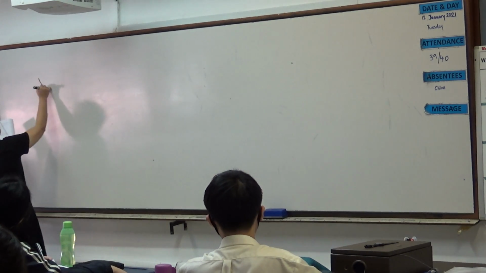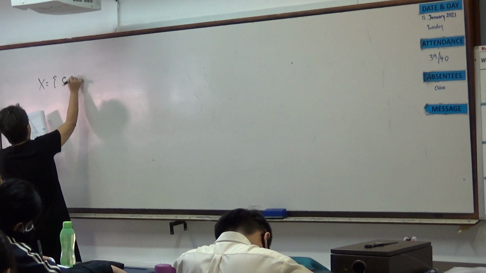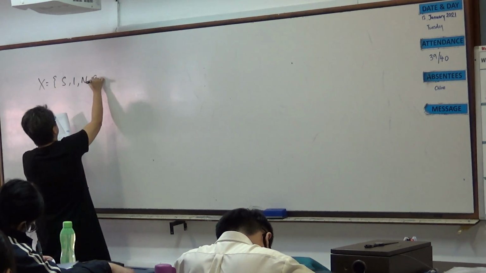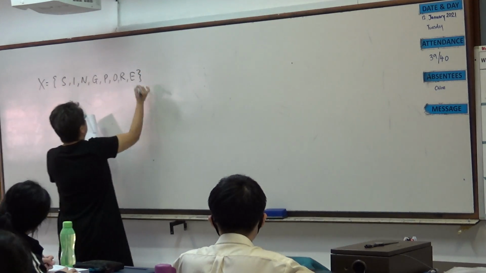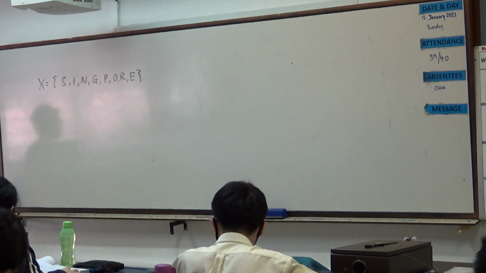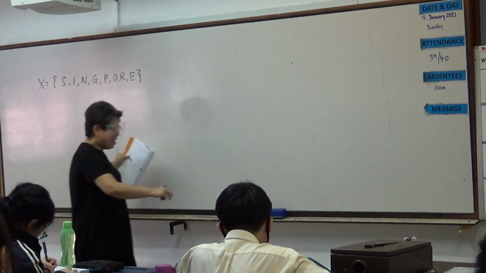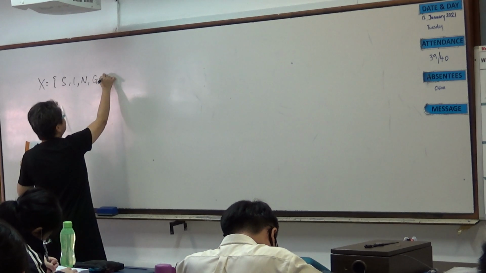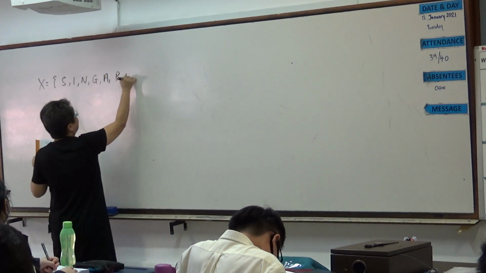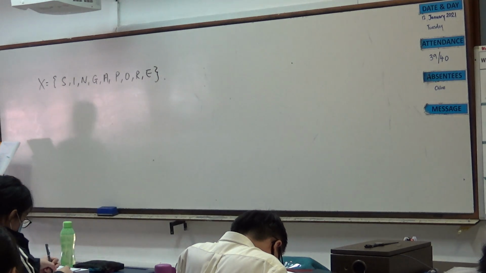That means this X has got what? S, I, N, G, T, O, R, E, right? Singapore. I belong to Singapore. Oh my God. Singapore citizen. Singapore citizens. So why? Because I wrote the comma and forgot. Is it correct already? Okay.